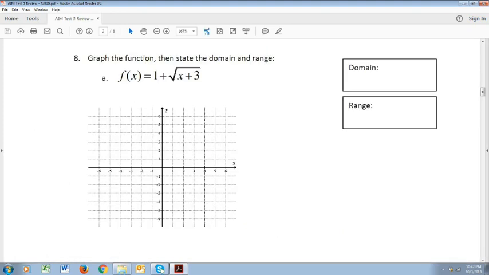All right, let's move on to number 8. So now we're doing a graph. Well, let's see.